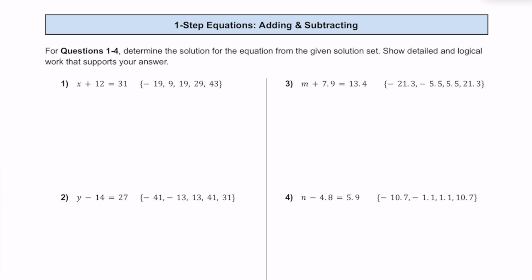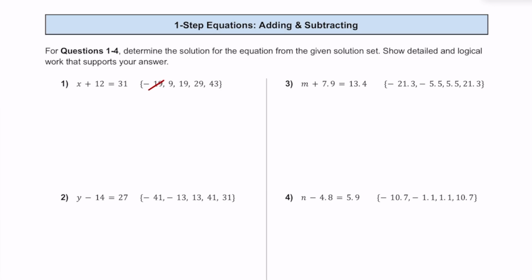So for number 1, we have x plus 12 equals 31, and we have 4 choices: negative 19, 9, 19, and 43. One of these is going to be the solution. Let's start with negative 19. If we plugged it in here, negative 19 plus 12, ask yourself, is that going to be positive or negative? It's going to be negative 7, so that's not going to work. Let's cross that one out.